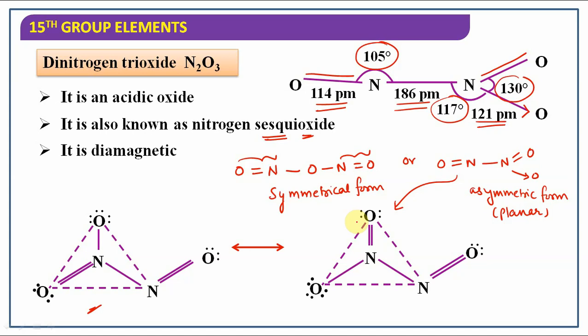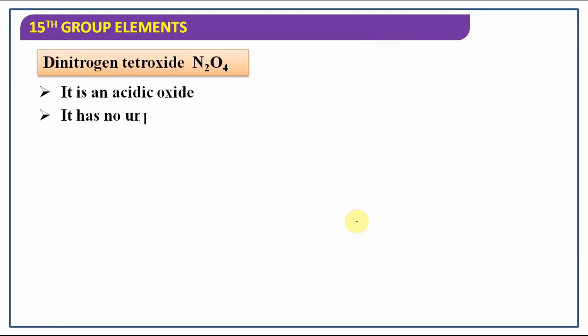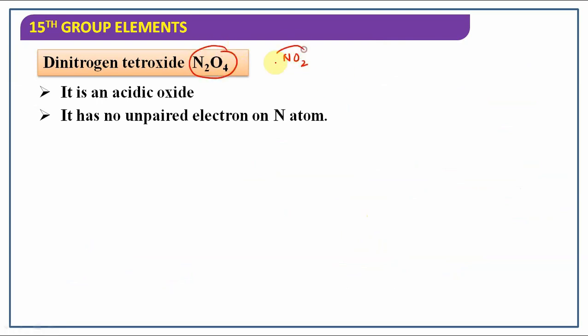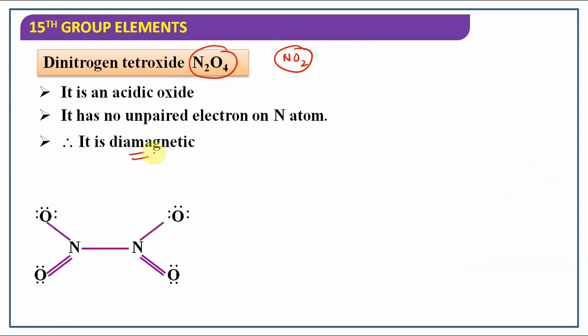It's a planar molecule, just now I have told you. So dinitrogen tetroxide, that is N2O4, is formed by dimerization of NO2. We had discussed a question also, why does NO2 dimerize? Right? It has no unpaired electron on an atom. It is diamagnetic. The structure also you can observe here.